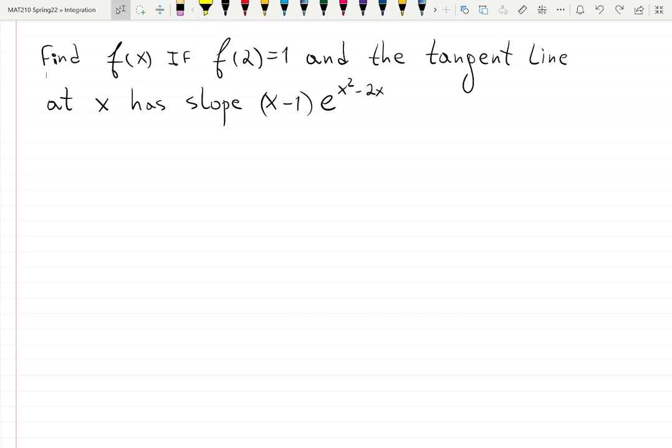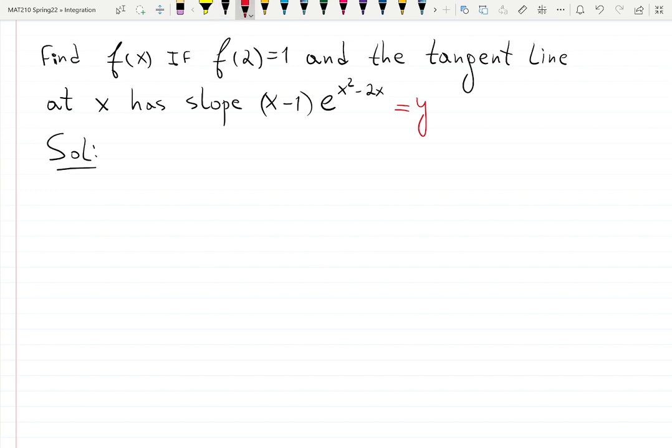Welcome! In this small example, let's find f of x. If f of 2 is given and it is 1, and the tangent line has a given slope at x, and it is a function, as you can see, because when we don't plug x equals some number, then the answer will not be a number. So this is a slope at any possible input. Basically, you need to learn how to rewrite this problem using math.